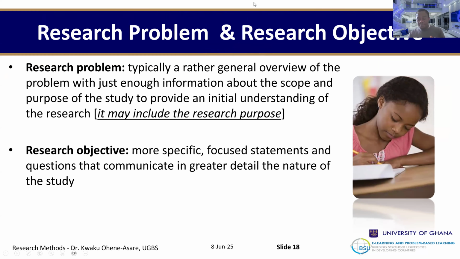From the research problem and the research purpose, or the goal or the aim, you can now come out with your objective. Now, the research problem is typically a general overview of the problem with just information. You're having information about the scope, information about the purpose of the study to provide an initial understanding of the research. But the objective is not like that. The objective is more specific.